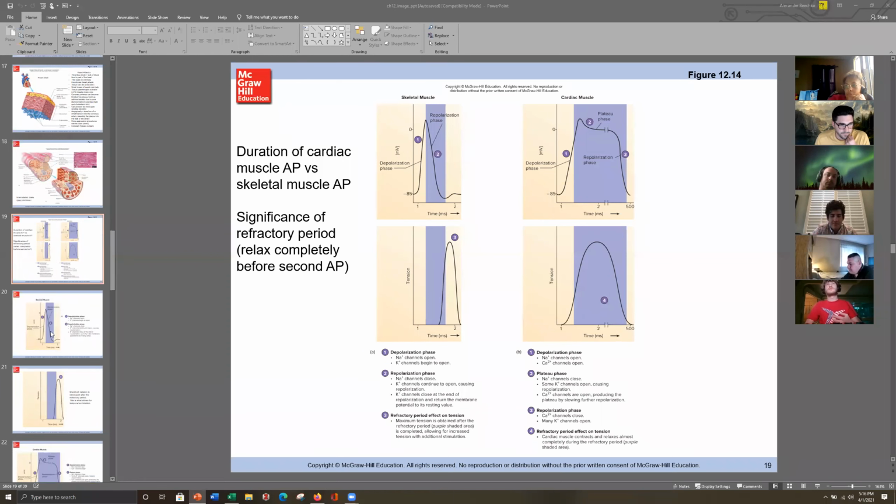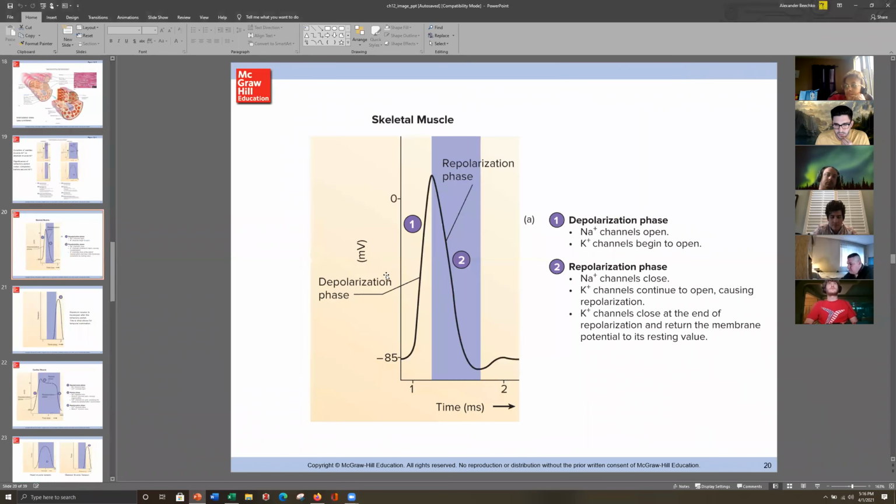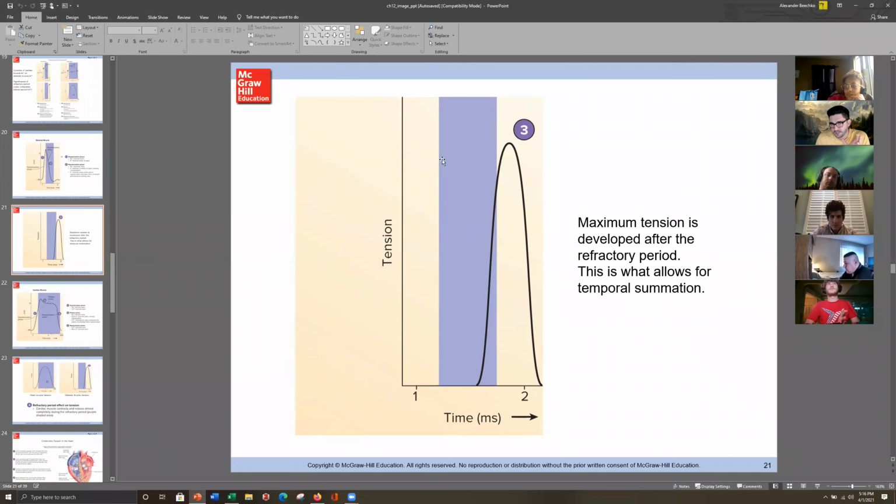Okay, so I have some of those isolated and blown up a little bit so we can see this a little better. Again, we've all seen an action potential for our skeletal muscles, so we don't really need to see this. But again, recognizing that this blue shaded part represents the refractory period for our nervous system input for skeletal muscle.